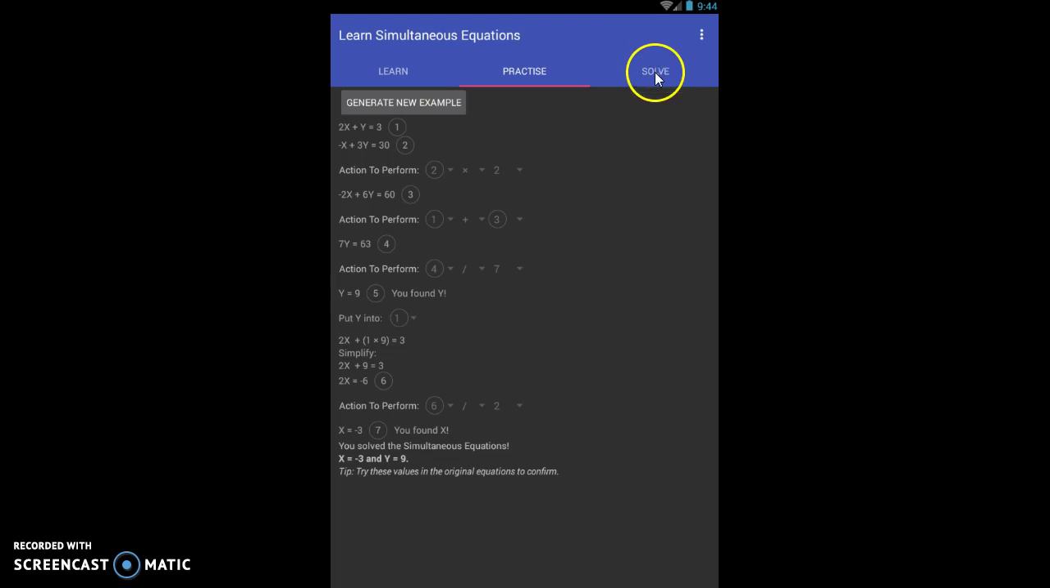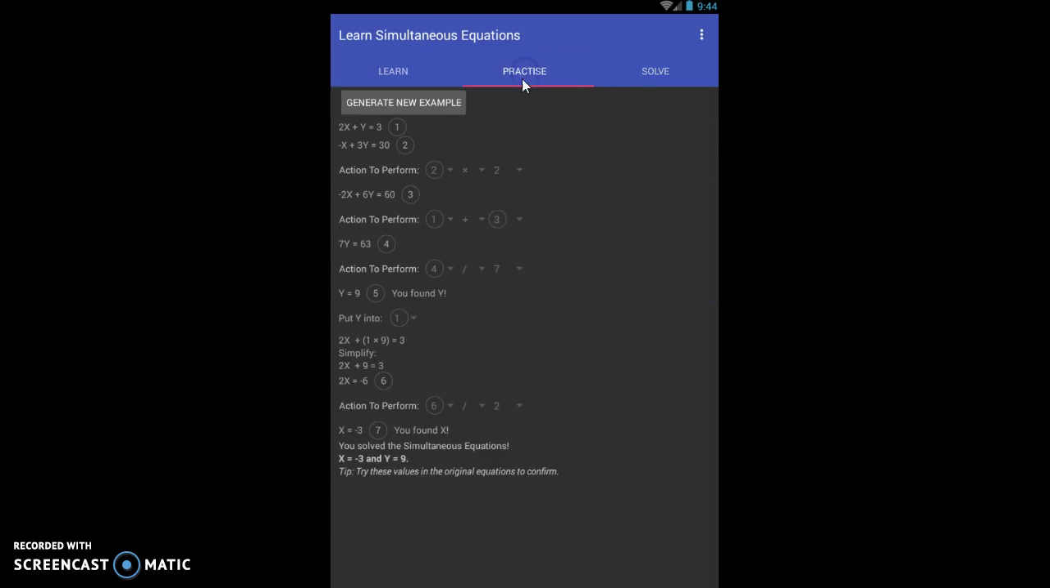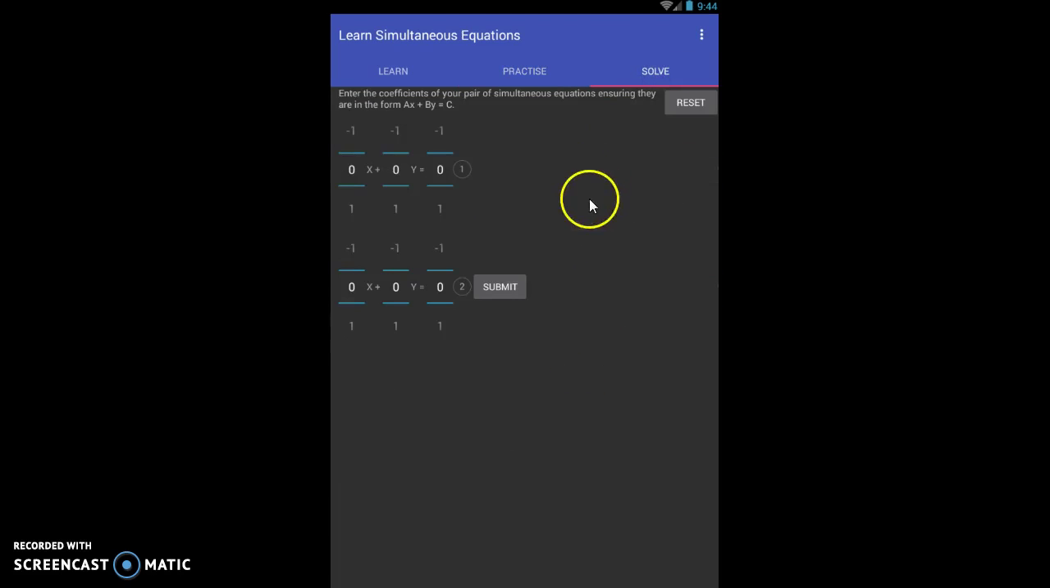Now moving on to the Solve tab, this tab allows you to input the coefficients of two simultaneous equations in the form ax plus by equals c, and immediately obtain the result. You don't have the working out like you've got here. This working out is typically what you would expect to see, how you would expect to show your answers in a GCSE style exam. In the Solve tab, we can just put in an equation.